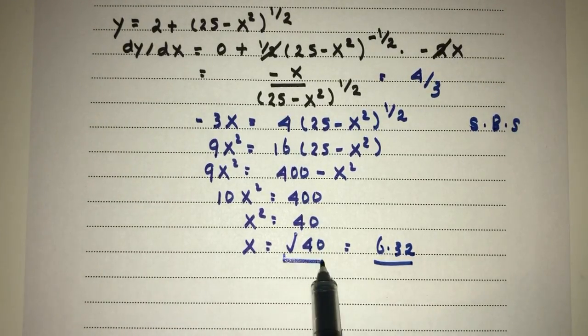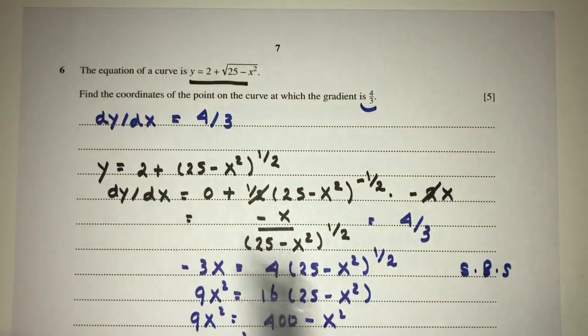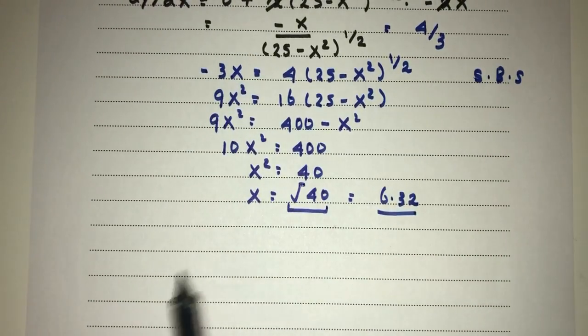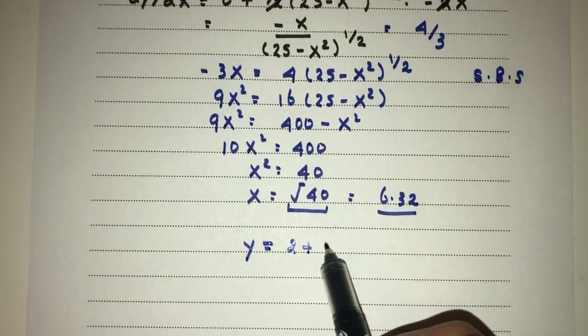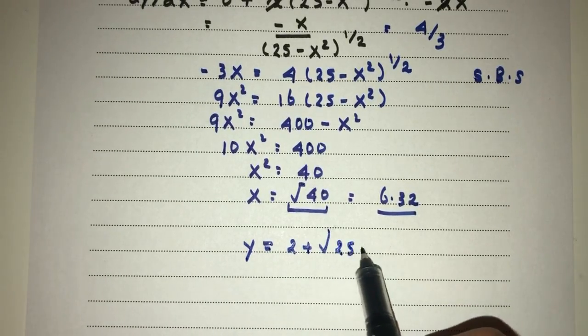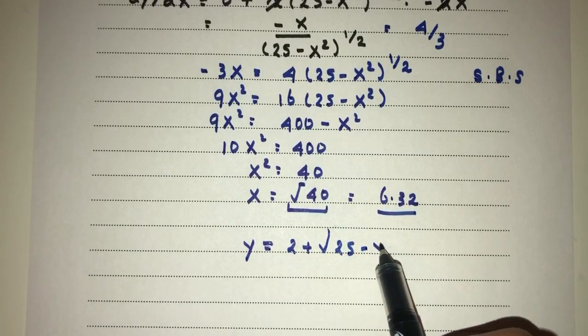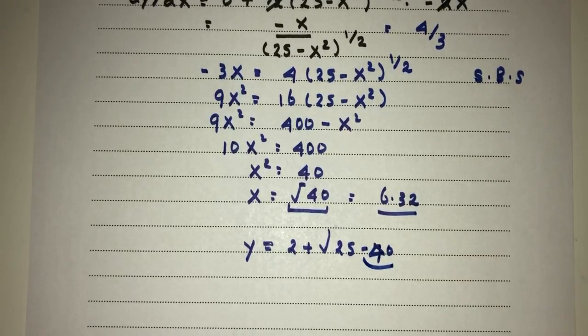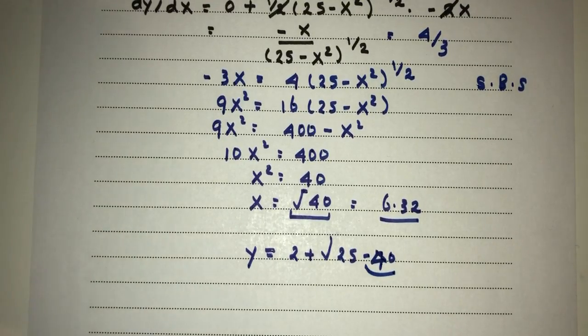We have to use the exact value because here we have to find the coordinate of the point, so we have to use the exact value. So y will be the value of 2 plus root of 25 minus 40. So it seems that I did a mistake because that would not be possible if that was the case. So I think I made a mistake. Let me try again.